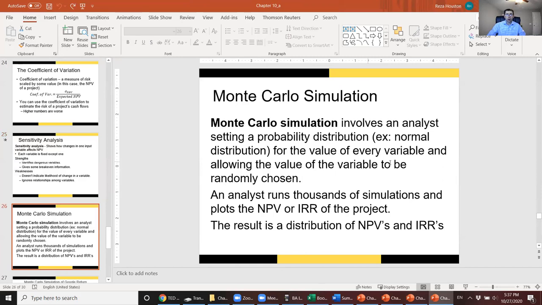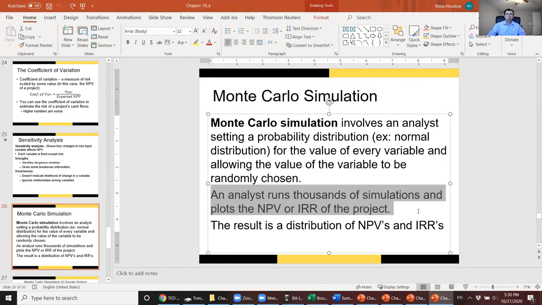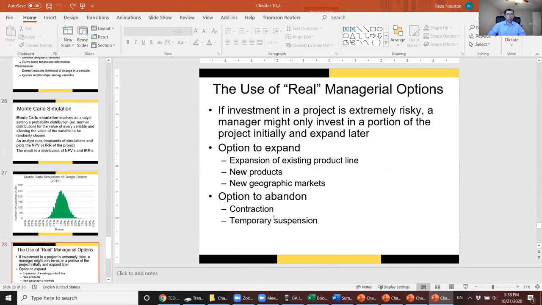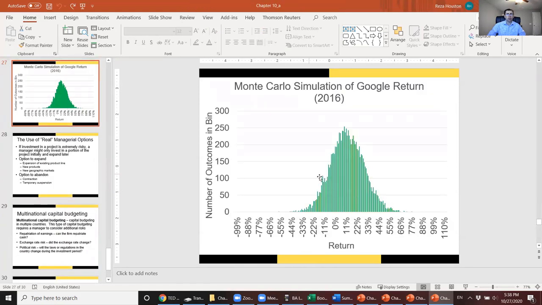Another technique that we use is Monte Carlo simulation. And this is a case where we run several thousands of simulations and we plot out the NPV or the IRR of a project, and you get something like this. And this is something that I did, as you can see, a while back. So I just plotted the expected return on Google stock. And when you run Monte Carlo simulation, I think I ran like 10,000 different simulations here. And this will give you a visual of the expected NPV or the expected return or the expected IRR on a project.